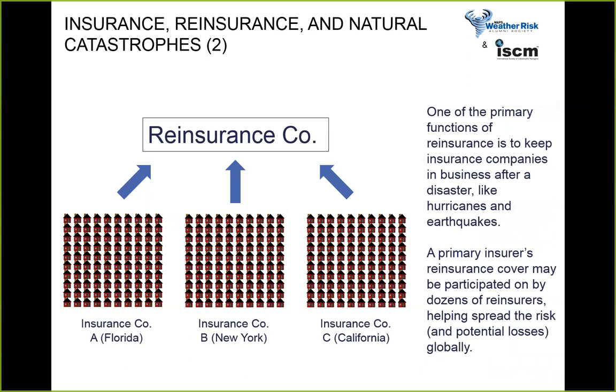Furthermore, for a single primary insurance company, their reinsurance coverage may be participated on by dozens of different reinsurers around the globe, which ultimately helps spread the risk and the potential losses associated with them around the world, thus making these loss events much more manageable to both the individual communities who have better coverage and are likely to get money pumped back into their communities faster, and also make sure that financial institutions and areas around the world are all covered.